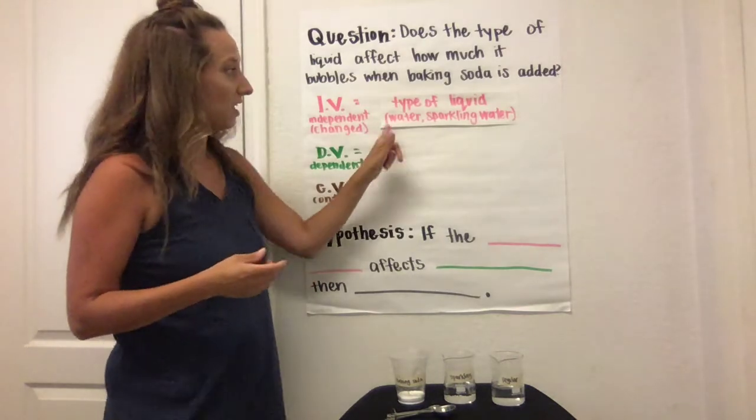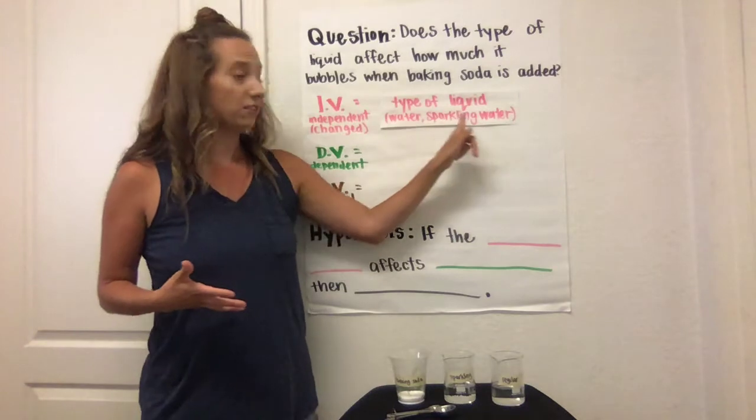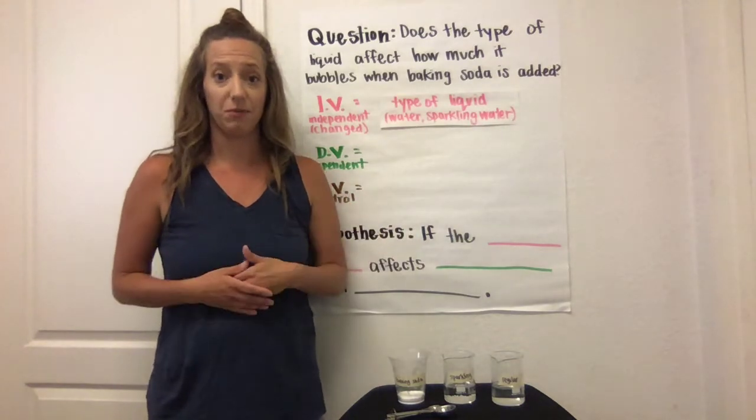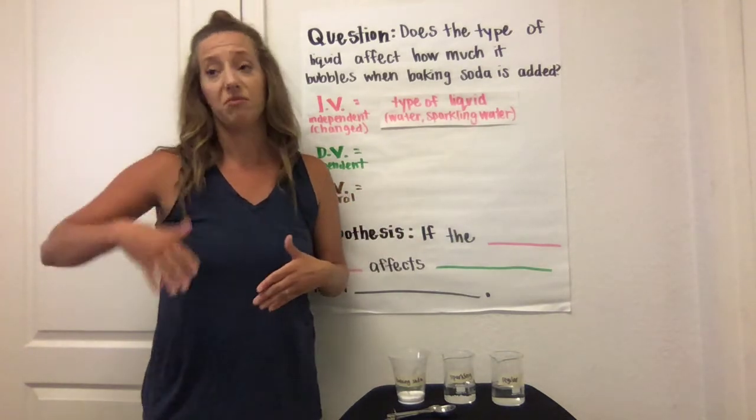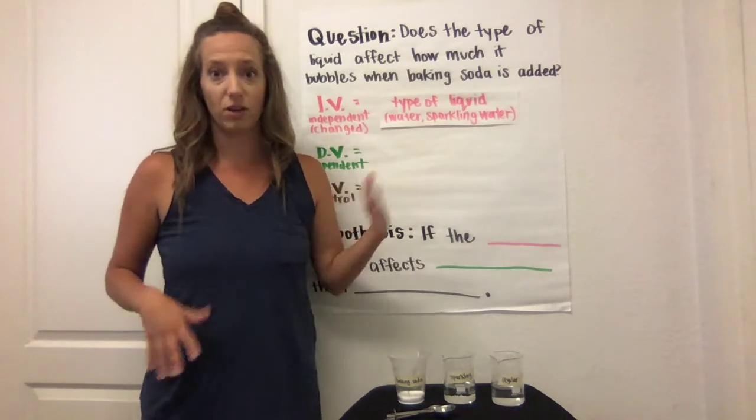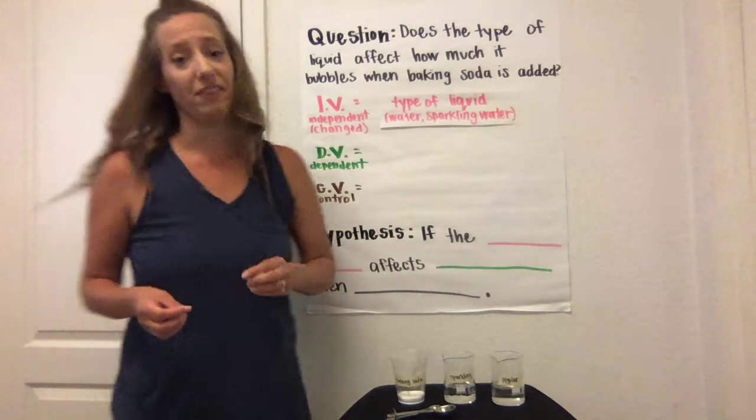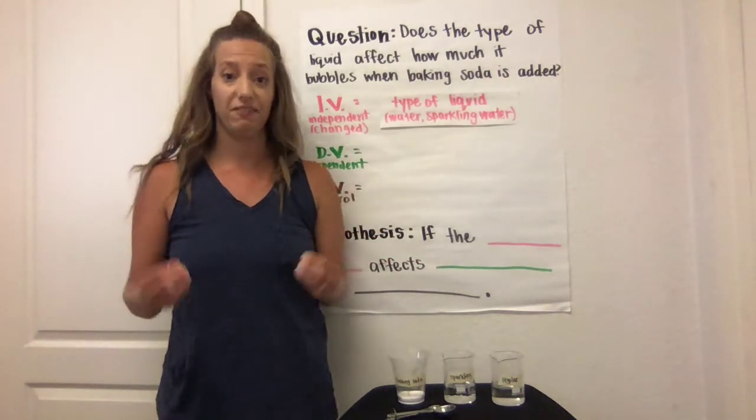And in this case, I'm just going to create my own since it's not given, but I'm going to say water versus sparkling water. That is the type of liquids we're comparing. I could have more than those two, or I could have different things like soda, lemonade, juice, whatever it may be. Now we need to identify the dependent variable.